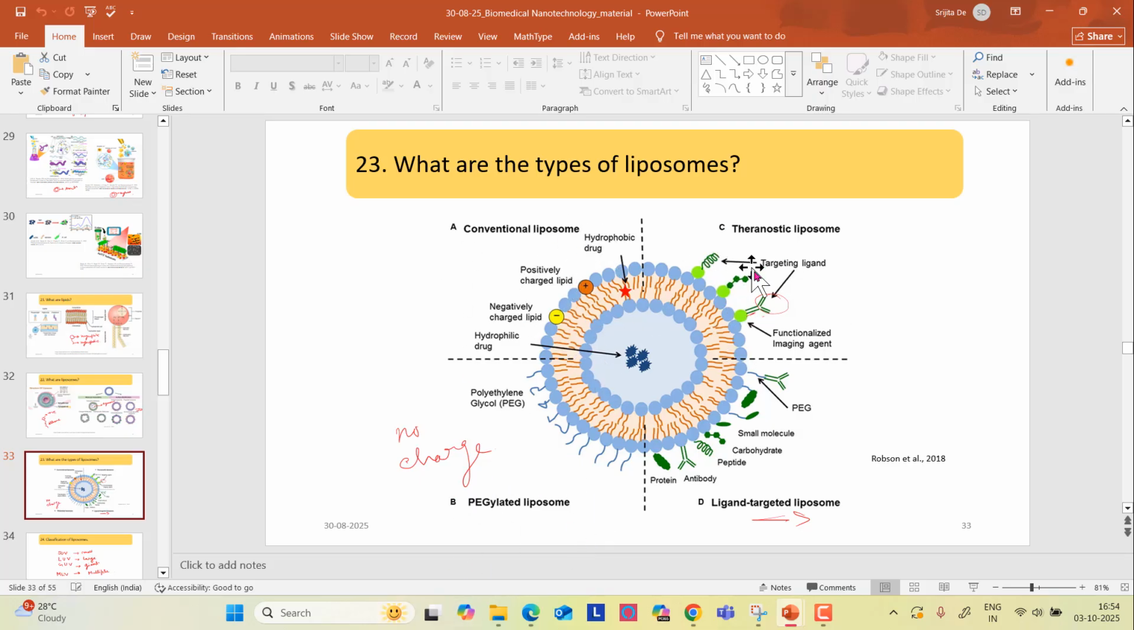These liposomes can be functionalized with target ligand, and that can be used in theranostic liposomes, right? These ligand target liposomes are functionalized with small molecules, analyte, carbohydrate, antibodies, protein for that particular reaction. And liposomes can also be pegylated, that means neutrally charged, okay, for some other reaction.